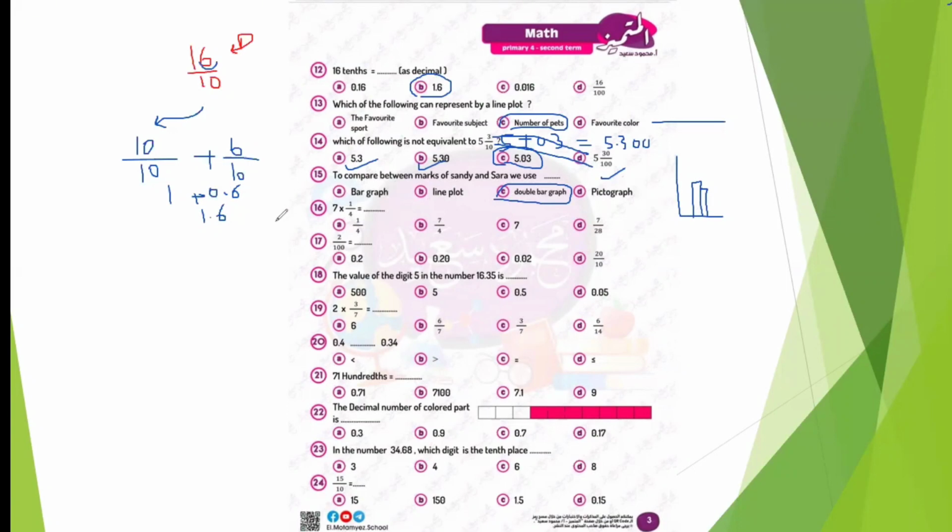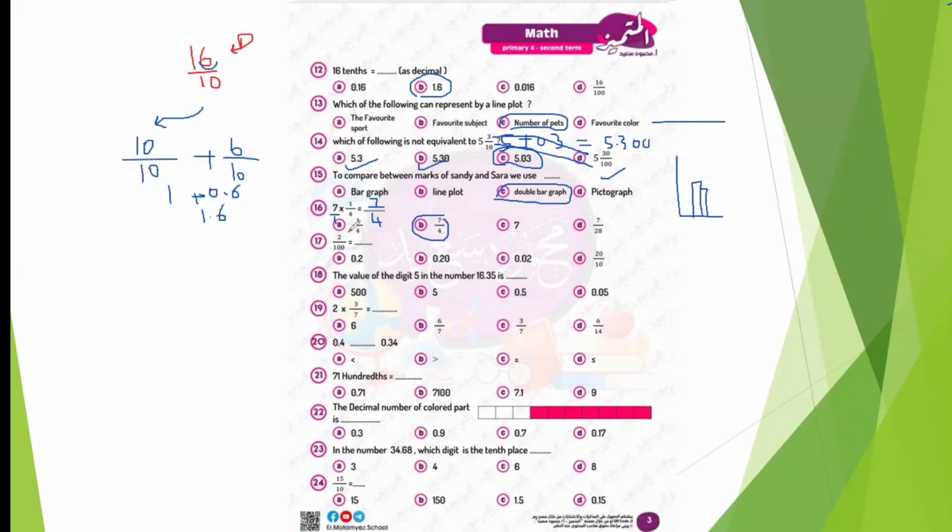16. 7 times 1 out of 4. When we multiply numerator by each other and denominator by each other, 7 times 1 equals 7, 1 times 4 equals 4. So the answer is 7 out of 4.